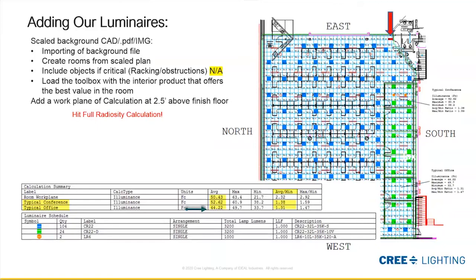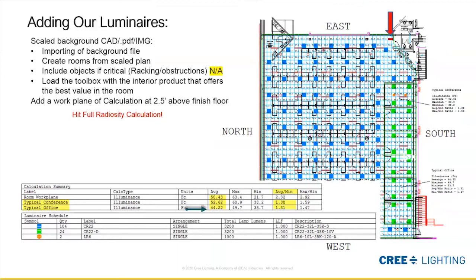The typical office area would be my next focus because we're falling short a little bit at 44.22 average there. My next design step for that would be to move some fixtures around or increase the intensity of the luminaire. We can do this because we have great uniformity in the space to start with, and that will remain the same as the intensity goes up.